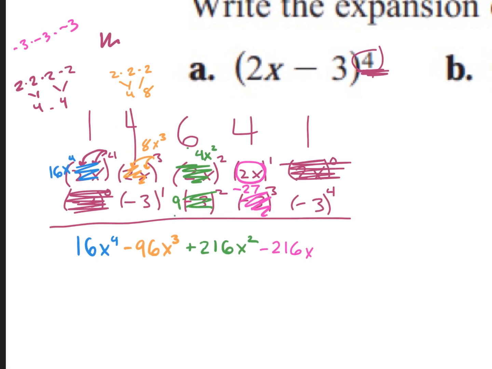And then the last column, we have 1 times negative 3 to the 4th power. Positive or negative? Positive, 81. And you can always check your signs just by making sure that they alternate. So this one's positive, negative, positive, negative, positive. They're always going to alternate.